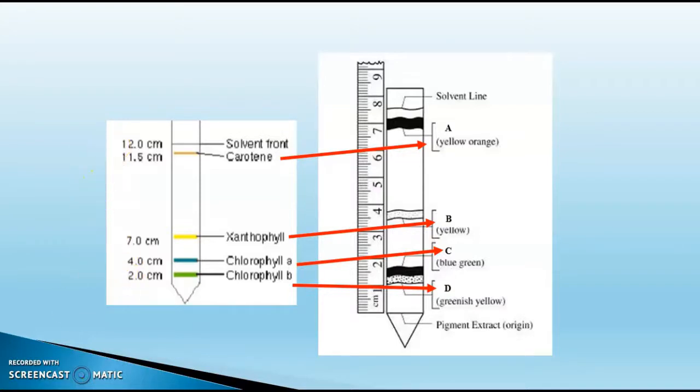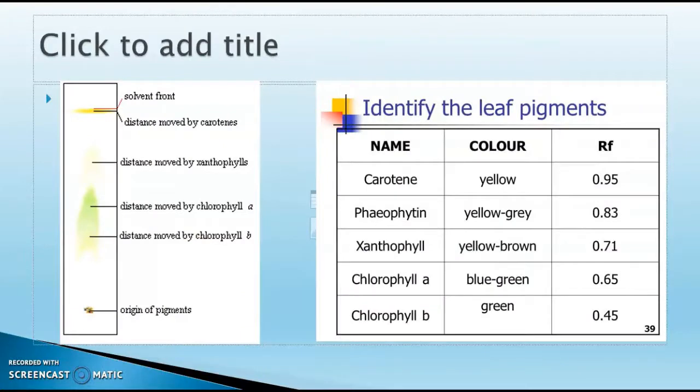over 12. High RF value, as being shown by the carotene, indicates that this substance is very non-polar. Low RF value, as indicated by chlorophyll B, indicates that the substance is very polar. As what is being shown in this table, RF value usually will range from 0 to 1.